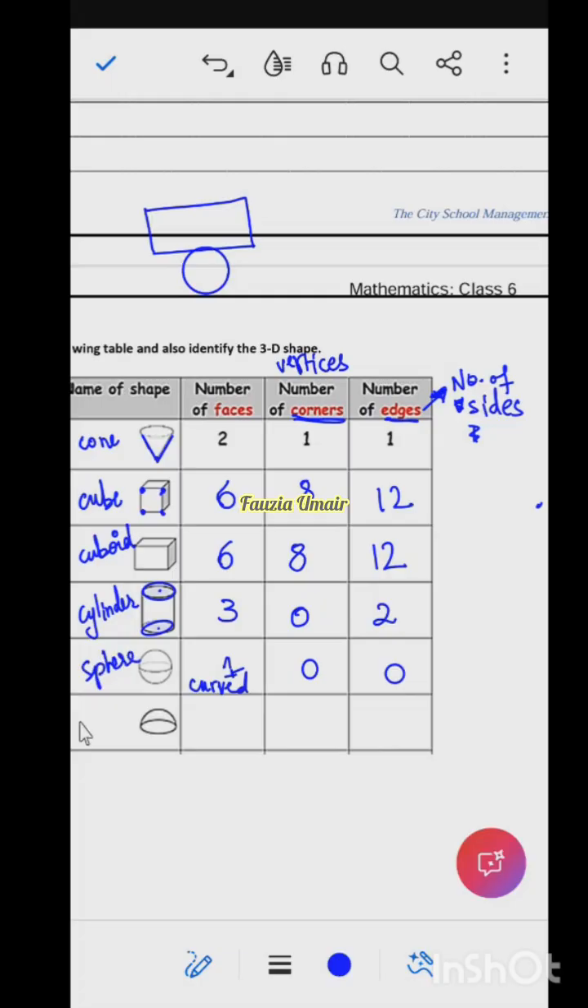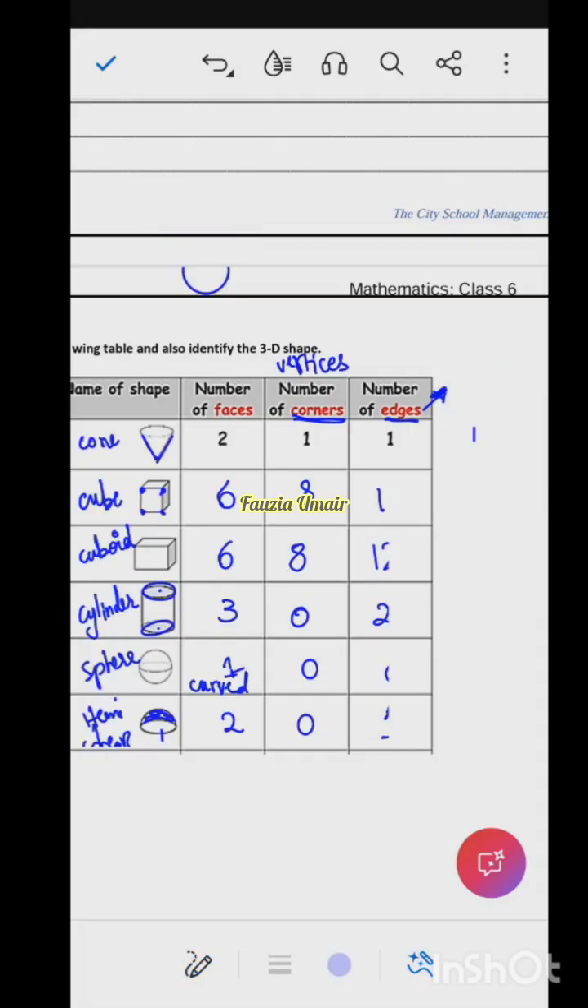So which is the last shape? The last shape is the hemisphere. So the hemisphere has how many faces? Two faces. One is this curved face and the other is a circle, right? So how many corners? Zero corner. How many edges? This is the edge where the curved face is connected to the circular face. So there is one edge. I hope this is clear. Is it clear? All right.